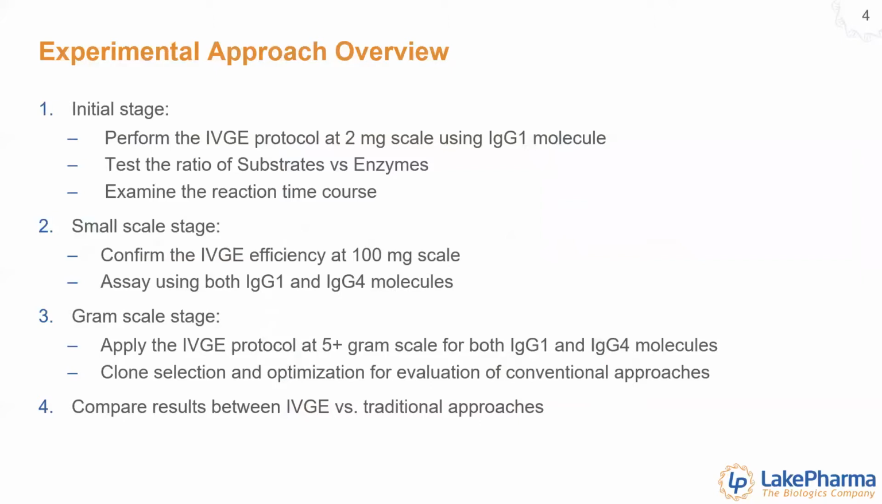Then we moved on to the small scale, in this case 100 milligram scale, using both IgG1 and IgG4 molecules. And then we moved on to the gram scale and applied the IVGE protocol at the 5 gram plus scale for both IgG1 and IgG4 molecules. Then we ran through the exercise comparing clone selection and optimization process with the IVGE process, to see how they compare in efficacy, time, and cost.